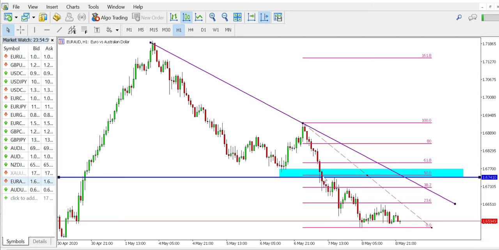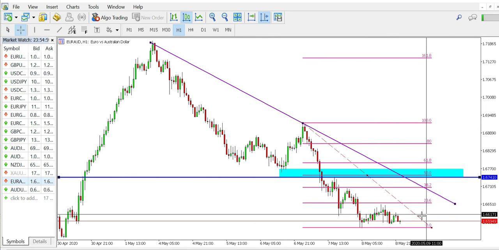So there is a support and resistance zone coming. There is a Fibonacci level coming, 50% retracement, and there is a trend line coming on the downside on euro versus Australian dollar. This zone, according to me, will be a technical confluence where three technical indicators are meeting, and if prices come back to this point, I'll be looking forward to get into a short position for euro versus Australian dollar.